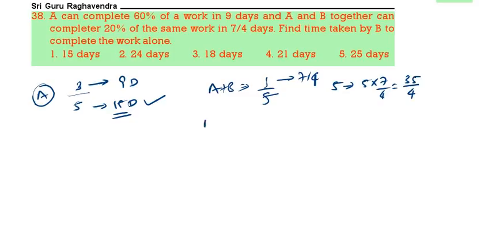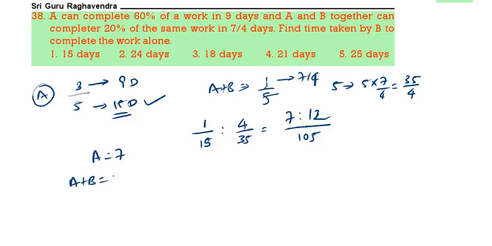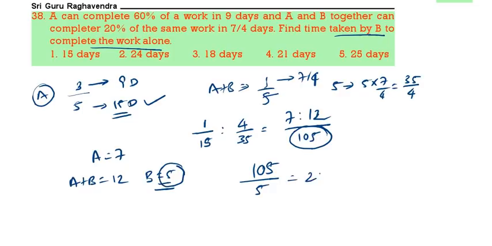Now you have to find the efficiency. A efficiency 1 by 15, A plus B efficiency 4 by 35, LCM is 105, so it will be equal to 7 is to 12. So A efficiency 7, A plus B 12, therefore B is equal to 5. Find the time taken by B alone to complete the work. Total work is 105, the LCM of 15 and 35. B efficiency 5. So 105 by 5, that is 21 days. Option 4 is the correct answer. Next.